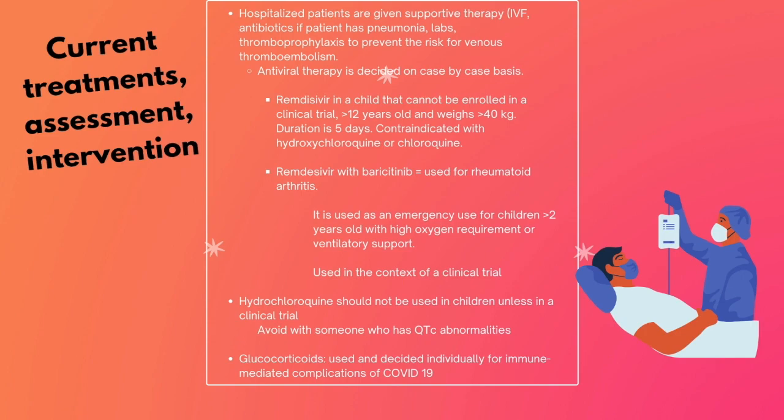For instance, remdesivir in a child that cannot be enrolled in a clinical trial, and if they are, they need to be more than 12 years old and weigh more than 40 kilos. The duration is 5 days. Remdesivir is contraindicated with hydroxychloroquine and chloroquine. Remdesivir with baricitinib, used for rheumatoid arthritis, is used as an emergency use for children more than 2 years old with high oxygen requirement or ventilatory support. It is used in the context of a clinical trial.